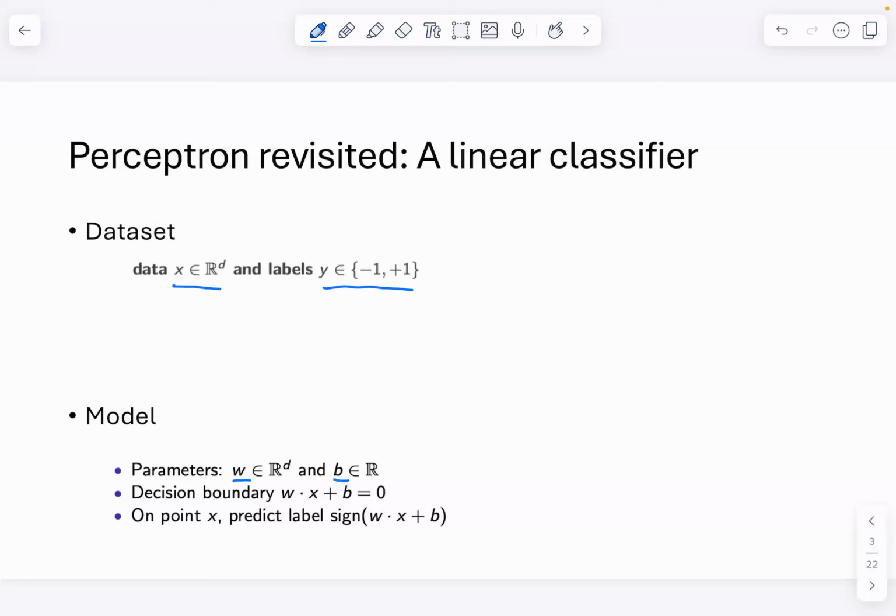Our decision boundary is W multiplied by X plus B equals 0. And if we want to make predictions on points, we will just use the sign of this expression. If this sign gives you +1, then you label it as +1. If your sign gives you -1, then you label it -1.